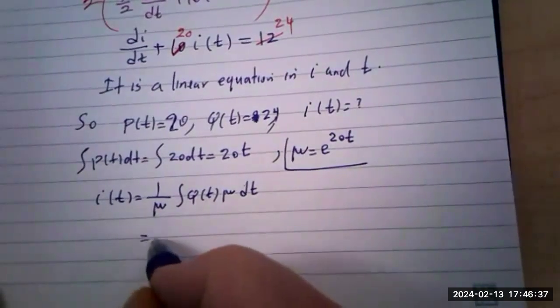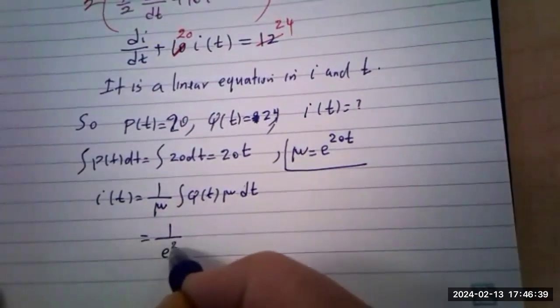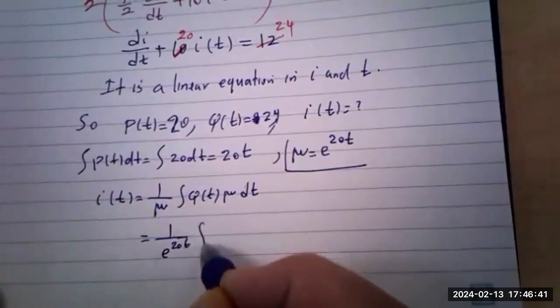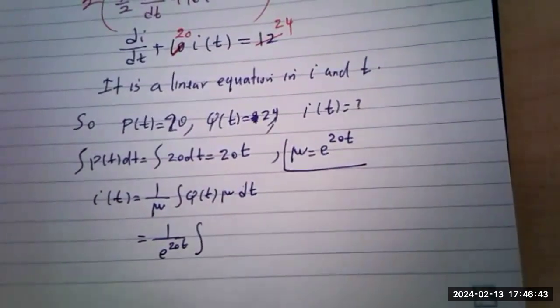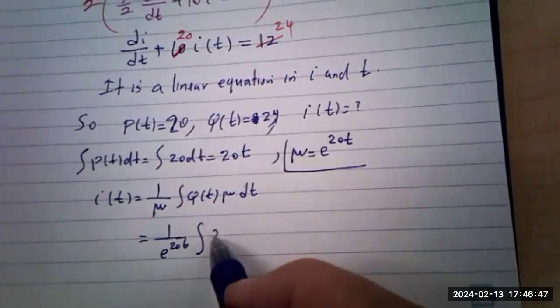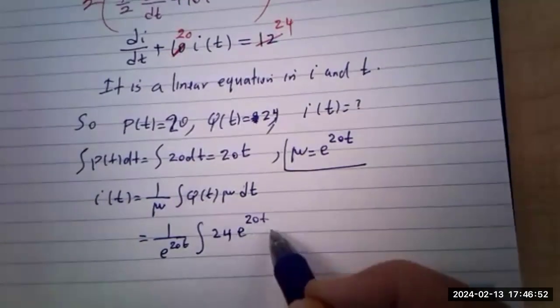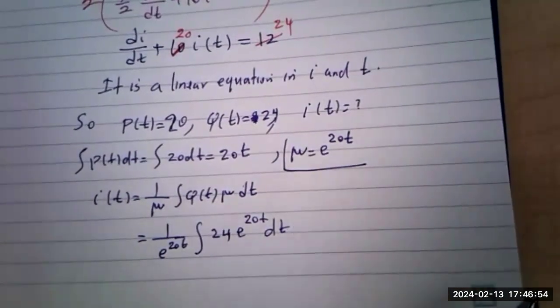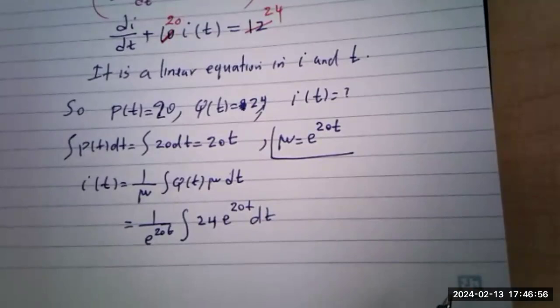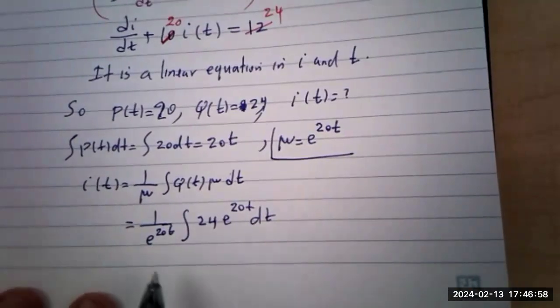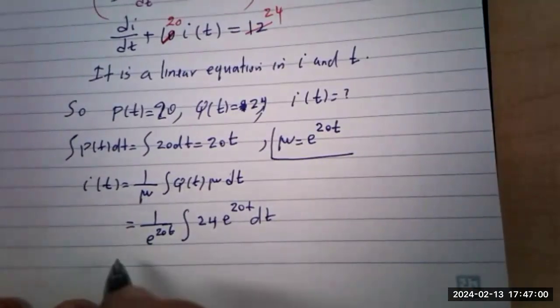So this is going to be equal to 1 over e to the 20t times the integral of, Q is constant, it's 24, and it's going to be e to the 20t dt. So this is what we have. It's an easy integral to find. You can move this one up.